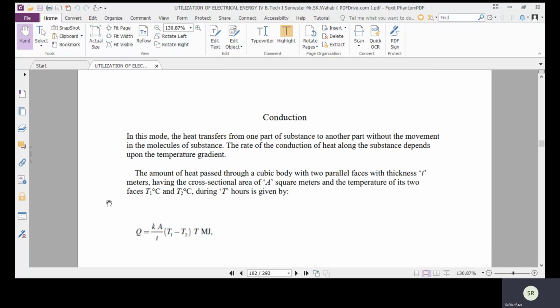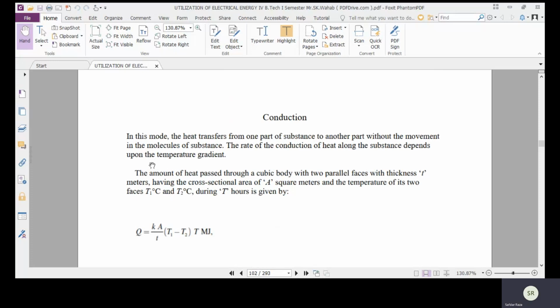With vibration, they can transfer energy from one molecule to another, from the second one to the third one, and so on. The rate of conduction of heat along the substance depends upon the temperature gradient. Temperature gradient means the temperature of molecule number 1 and the temperature of molecule number 2. From the difference of these temperatures, the heat can be transferred from one molecule to another molecule.